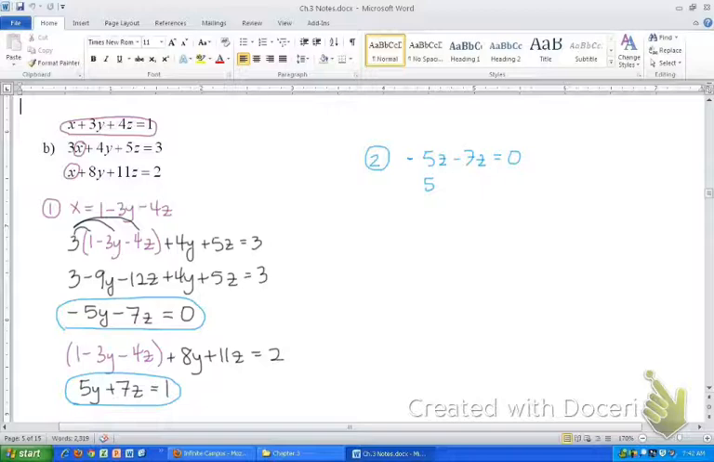Oops, I wrote the wrong variable there, didn't I? That should be a negative 5y. All right, and then we've got positive 5y plus 7z equals 1.